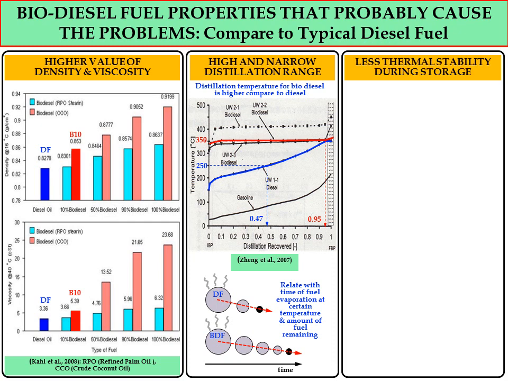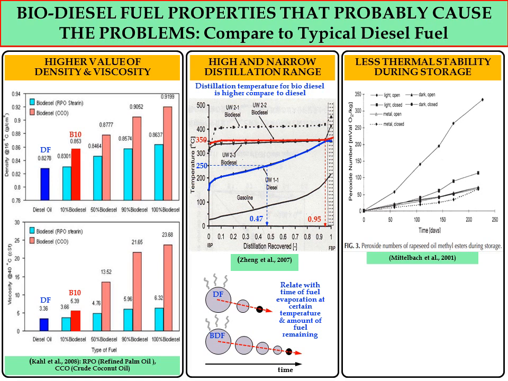Okay, and the third reason is the lower thermal stability of biodiesel fuel during storage. If we refer to the Mittelbach et al. 2001 result, they obtained results in terms of oxidation of biodiesel fuel. The graph shows the peroxide number, which represents the amount of oxygen in the fuel, with time for different cases, such as storing the fuel under light condition, open container, dark condition, open and closed container, and so on.